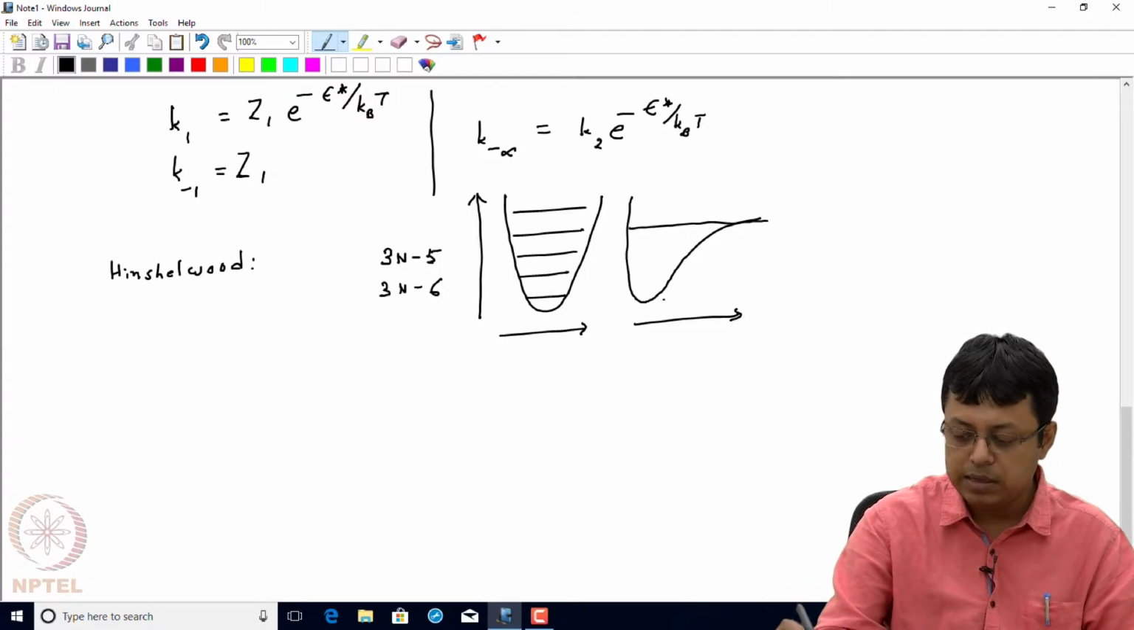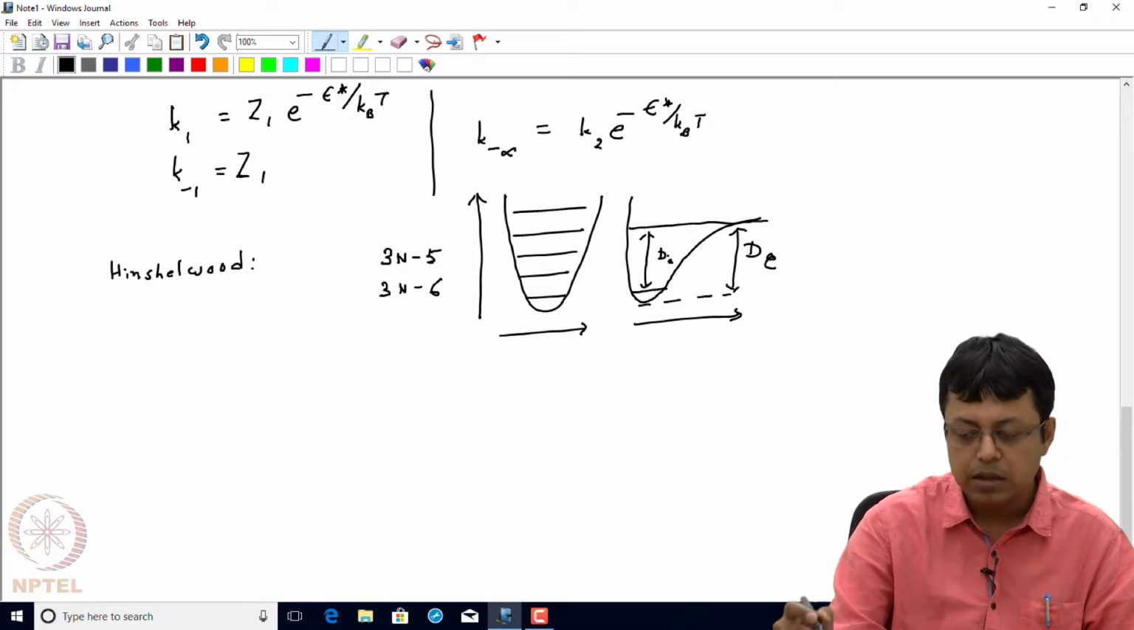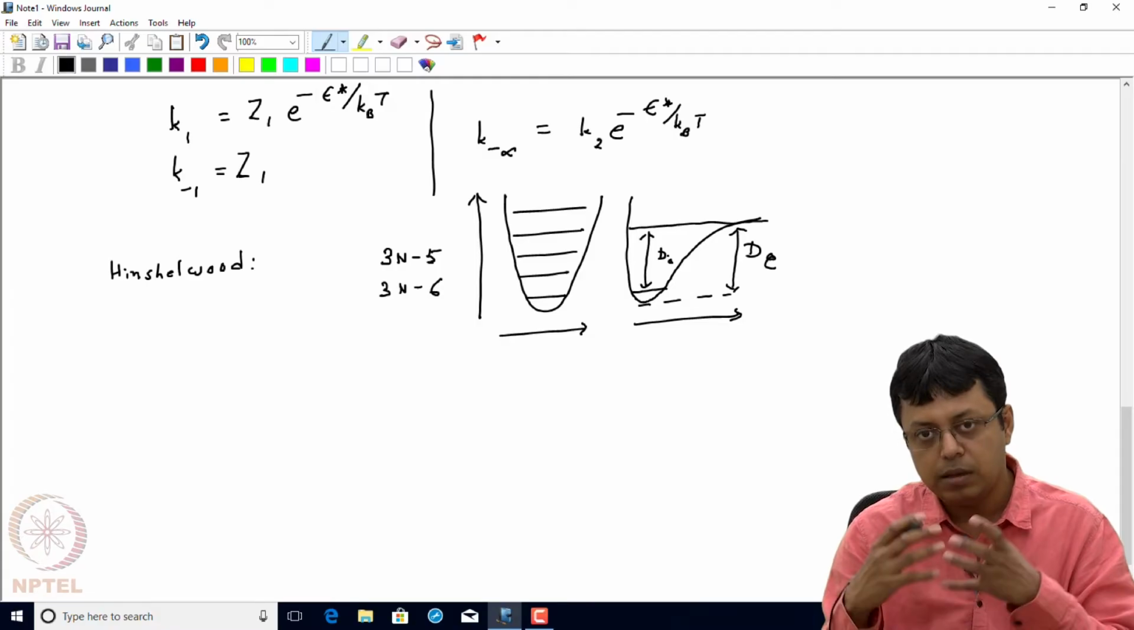And we already discussed that if I give this much amount of energy, we call that De, sorry, and if I consider the actual energy which is calculated from the zero point energy, that is known as D0. So if I put in that amount of energy, then the bond will break.